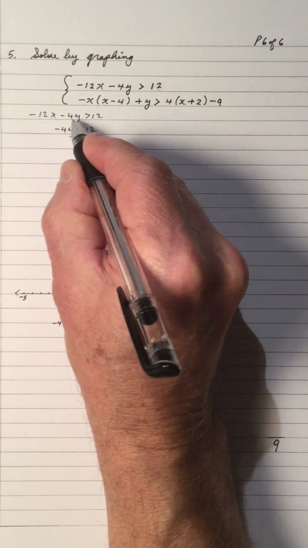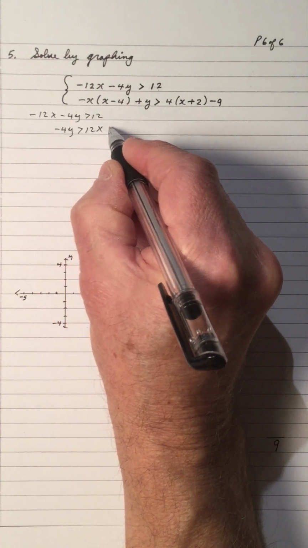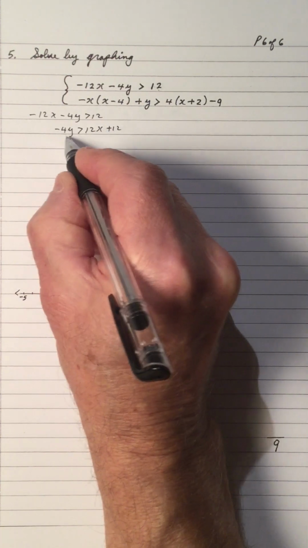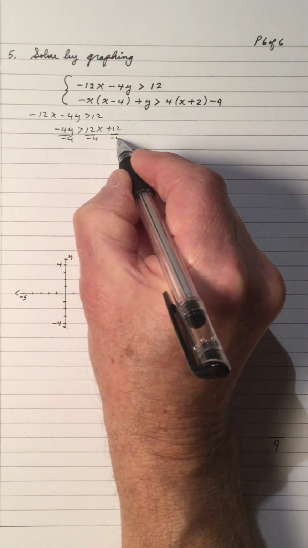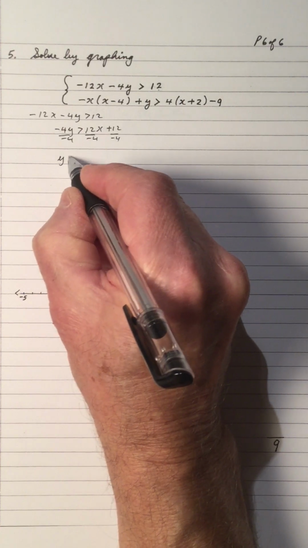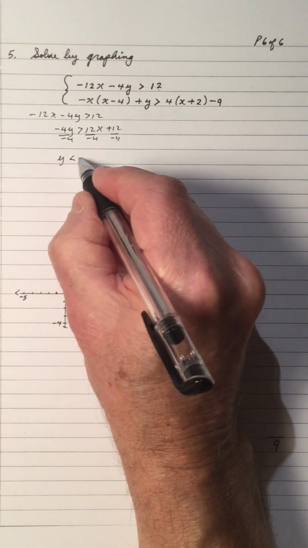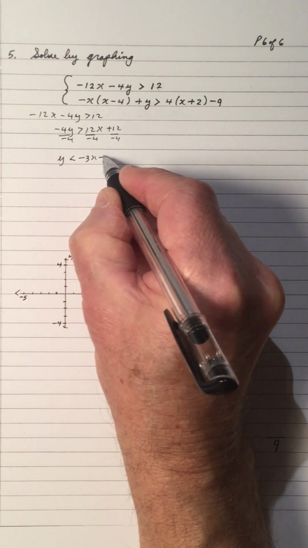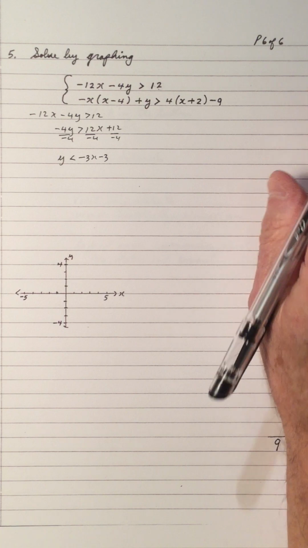equals mx plus b. So I move the negative 12x to the right, make it positive. The 12 is already there. Divide by negative 4 into every term. So I got y is, because I'm dividing by a negative, that's a less than. And I have negative 3x minus 3. So what I'm going to do now is graph that.